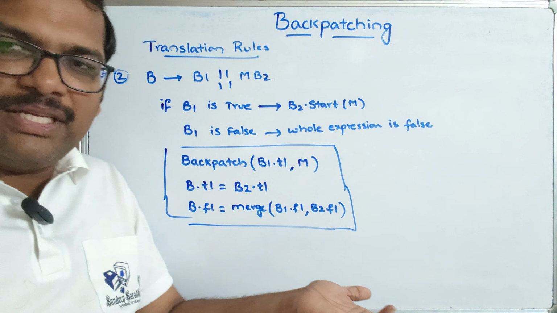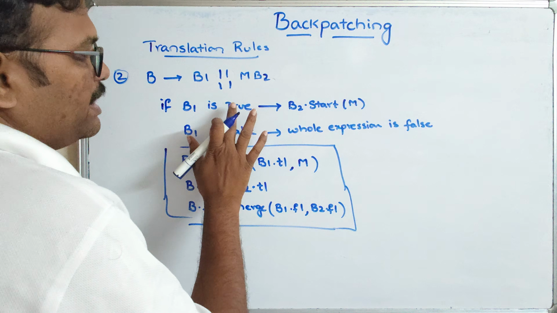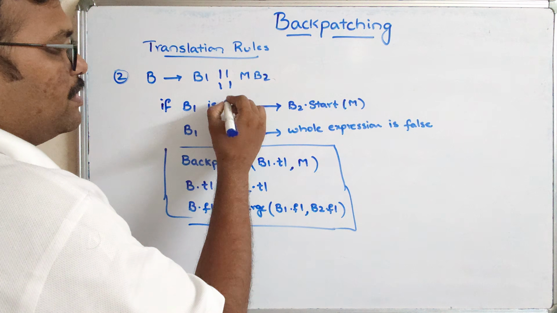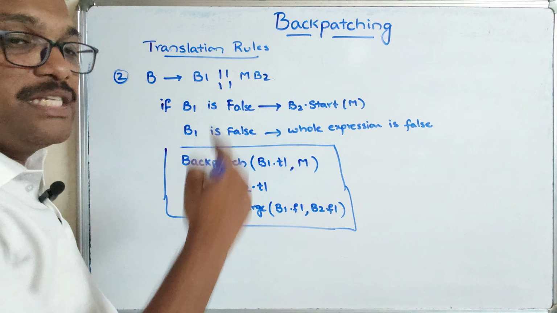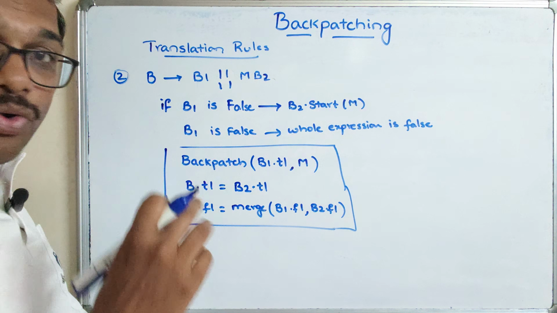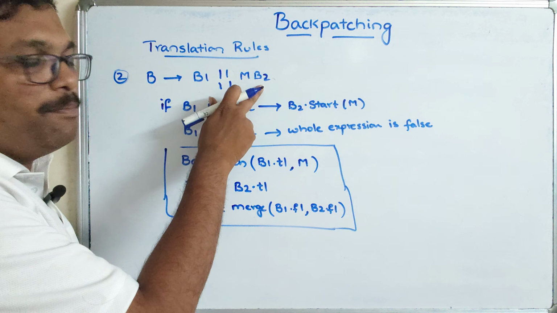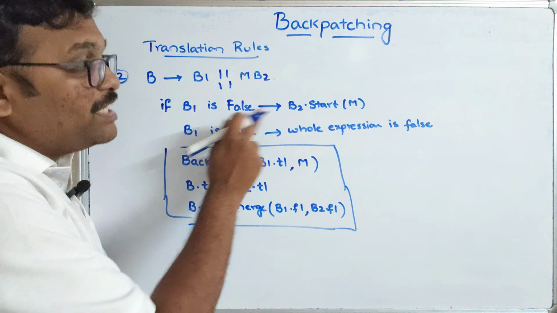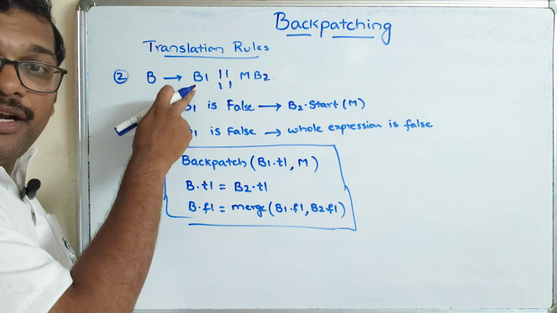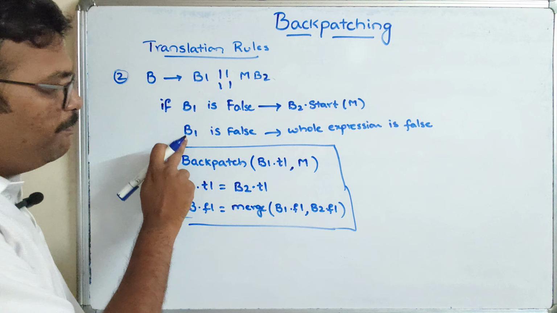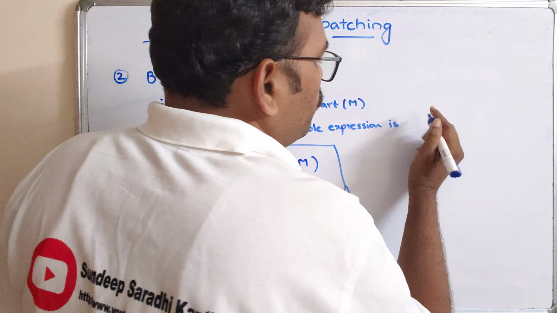Previously we have seen the AND operation, and now we are seeing the OR operation. OR operation means if B1 is false, then B2 will be started, because if any one of the inputs is true, automatically the result will become true. So if B1 becomes false, it has to check whether B2 is true or not. If B1 is true, you need not compute B2, because B1 is already true, the whole expression will be true.